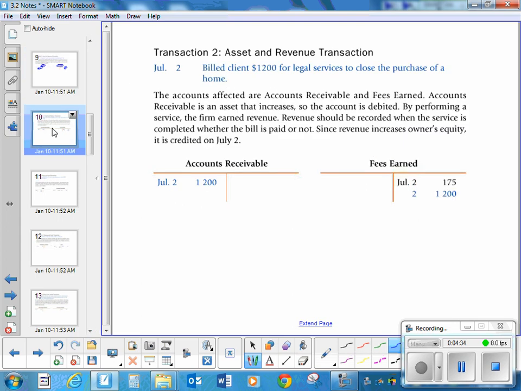Second transaction, billed client $1,200 for legal services to close the purchase of a home. So you're billing your customer, that's accounts receivable with a normal debit balance. And you're earning money, which is your fees earned, and it has a normal credit balance. Your accounts receivable is going up $1,200, so you're on the same side, and your fees earned is going up $1,200, so you're on the same side as the star.